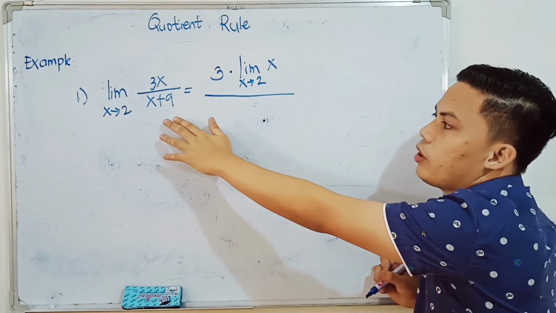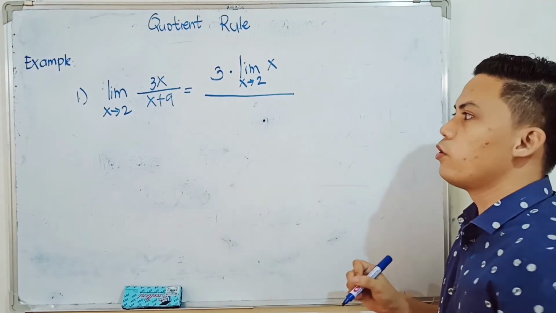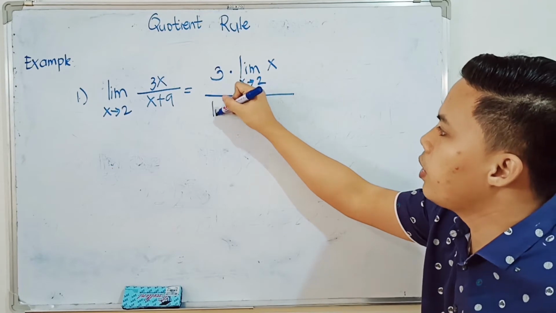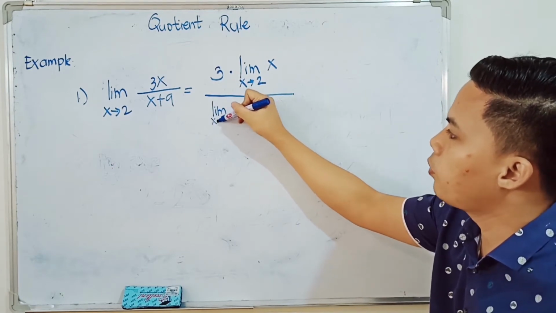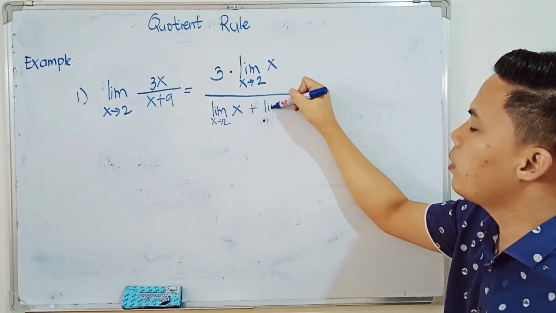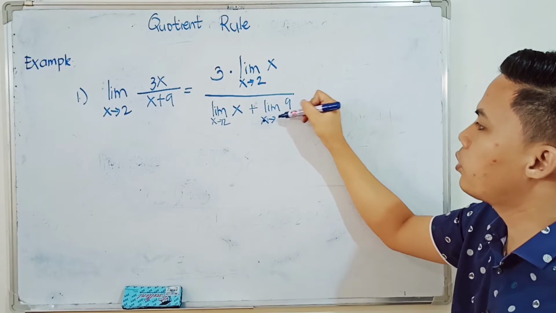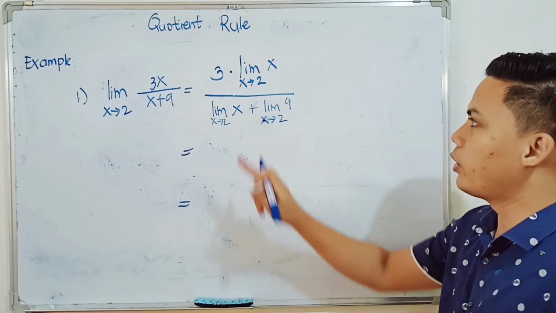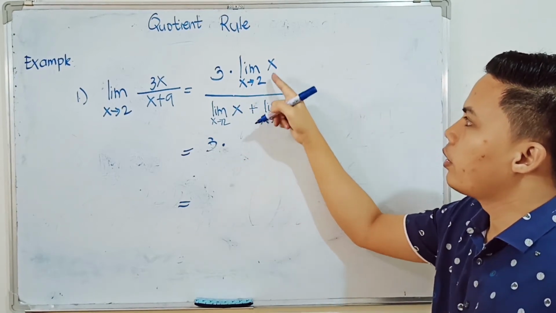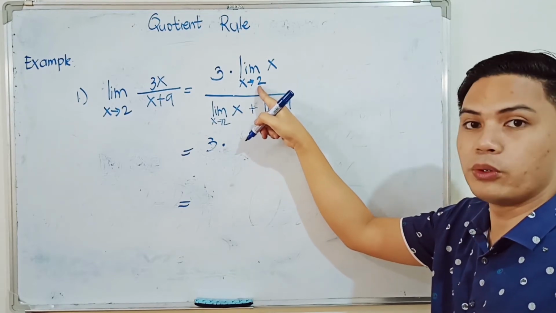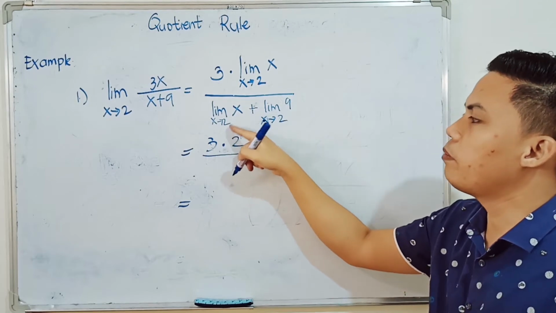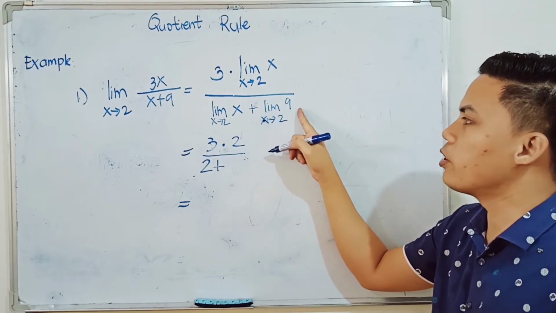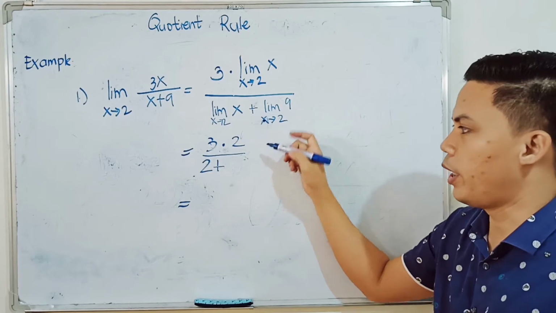So, kung mapapansin natin sa denominator, we can apply here the sum rule. So, kukunin natin yung limit ni x, i-add natin dun sa limit ni 9. So, we will have the limit of x as x approaches to 2 plus the limit of 9 as x approaches to 2. Okay, we're going to simplify now yung numerator at denominator. So, bring down lang natin yung 3 times the limit of x as x approaches to 2 is equal to 2, all over the limit of x as x approaches to 2 is again equal to 2, then plus the limit of the constant 9 as x approaches to 2 is equal to 9.